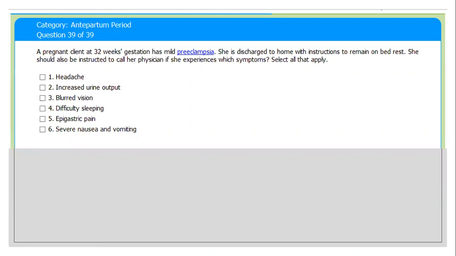So it is a complication of pregnancy: eclampsia, preeclampsia, or pregnancy-induced hypertension. The options say headache, increased urine output, blurred vision, difficulty sleeping, epigastric pain, and severe nausea and vomiting.